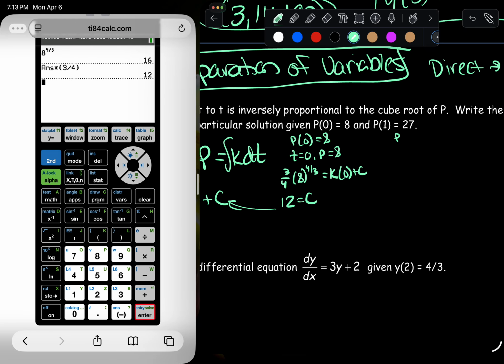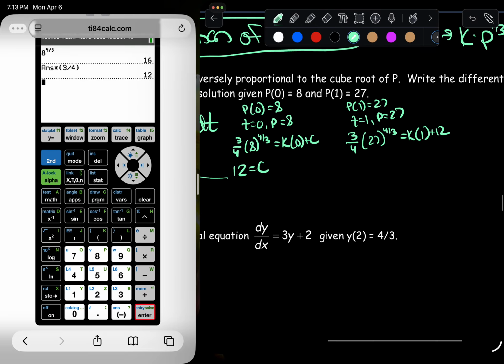So we have P of 1 is equal to 27. Therefore, T is equal to 1, P is equal to 27. So we have 3/4 times 27 raised to the 4/3 is equal to K times 1 plus the 12. Now for this one, we have 27 raised to the 4/3, and then times 3 divided by 4. We end up with 60.75.